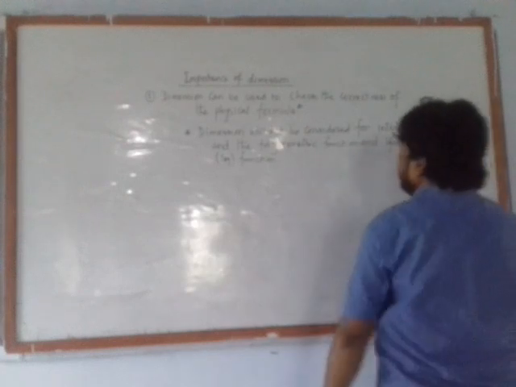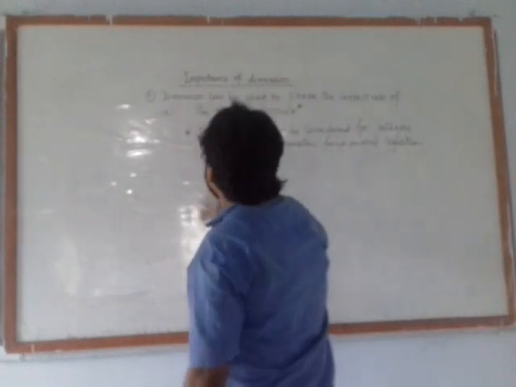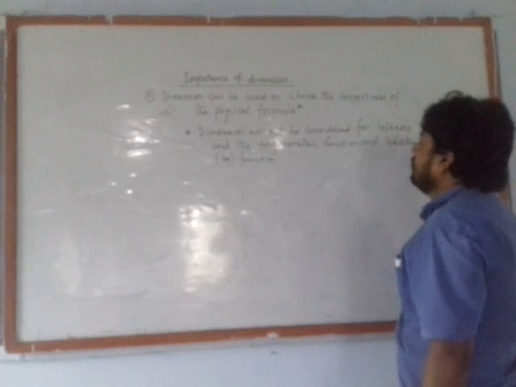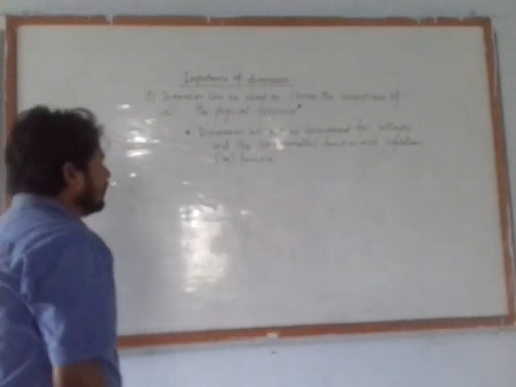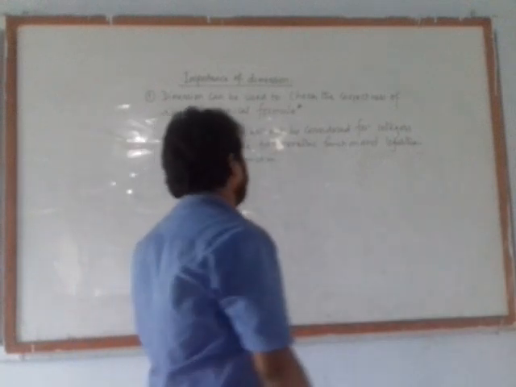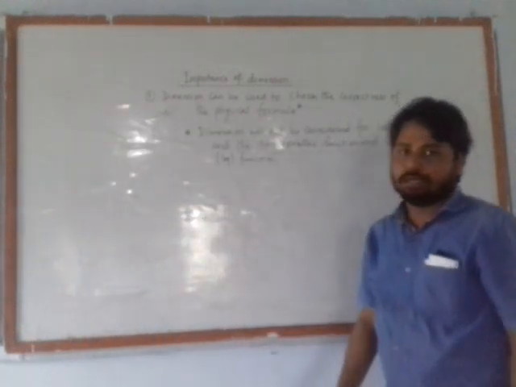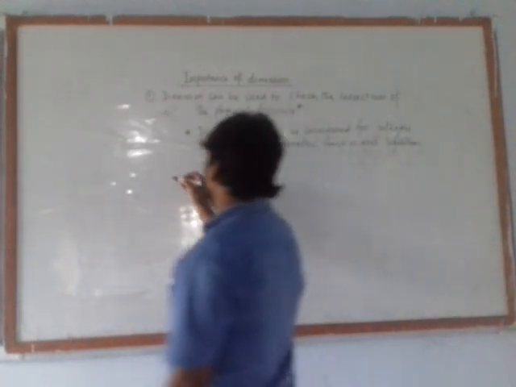So, but we have to emphasize that dimensions can be used to check the correctness of a physical formula. Okay, so dimension can be used to check the correctness of a physical formula. We have a main physical formula. Now let us see its explanation.